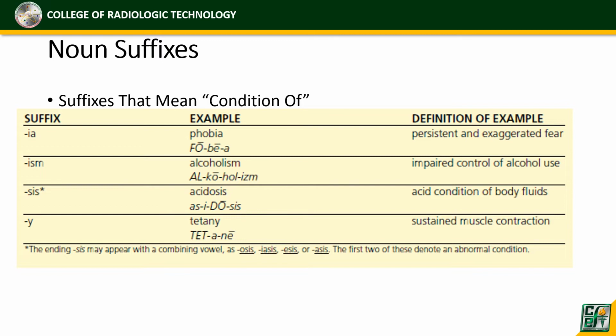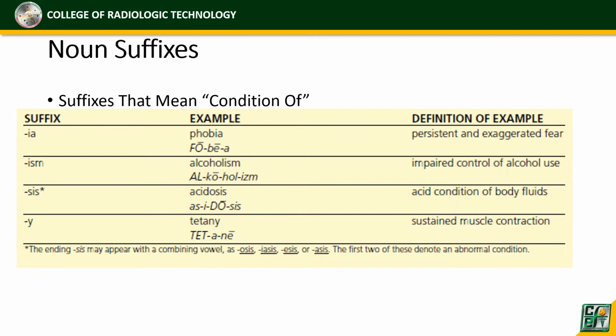Okay, the following suffixes all have the same meaning, and that is condition of. We have the suffix ia. The example is phobia, which means persistent or exaggerated fear. Okay, next the suffix ism.